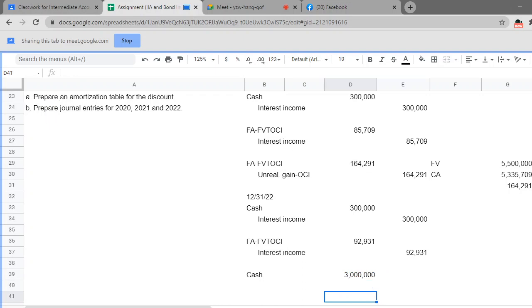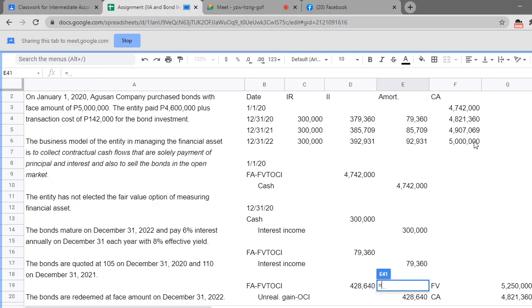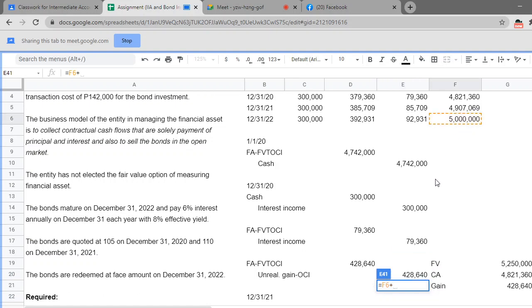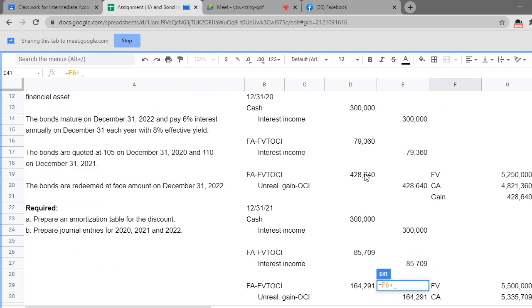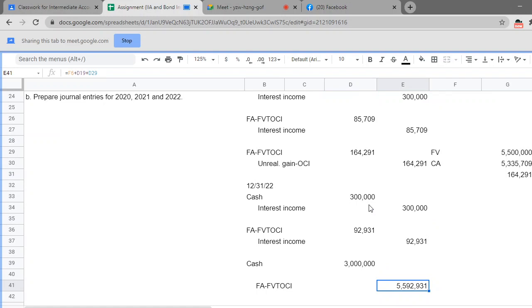And let us close as well our financial asset at fair value through OCI. So, ato na siyang hawaon sa atong records. But the question is, pila ang balance ana? Pila ang carrying amount? That would basically be the 5 million plus katong changes gihapon. The 528 and katong change for 2021 nga 164. And that will yield to 5.592931. I'm sorry, the cash is 5 million pala. Okay.